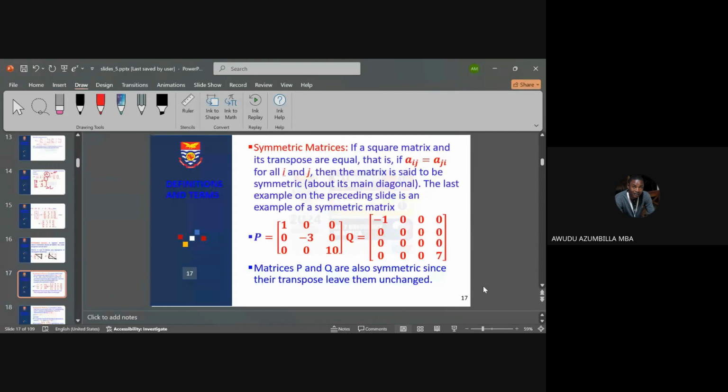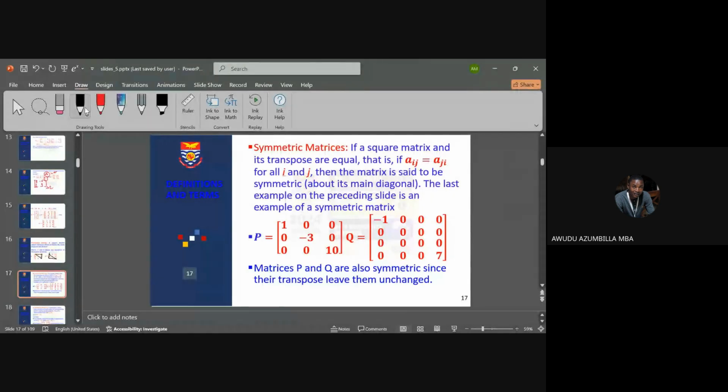It means they are all equal. The matrix itself and its transpose are all the same, so we call it a symmetric matrix. Before this one, we transposed one and we saw that they are all equal. So if we transpose a matrix and it's equal to its original matrix, then we call it a symmetric matrix. And these are examples of symmetric matrices. You can try to transpose this one and you are going to get the original one.